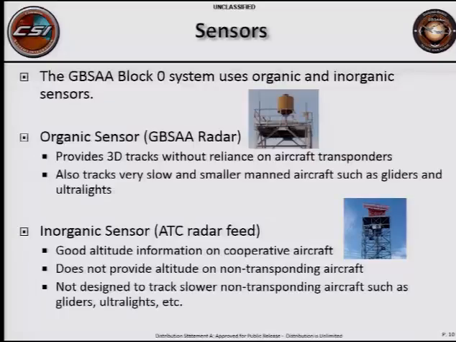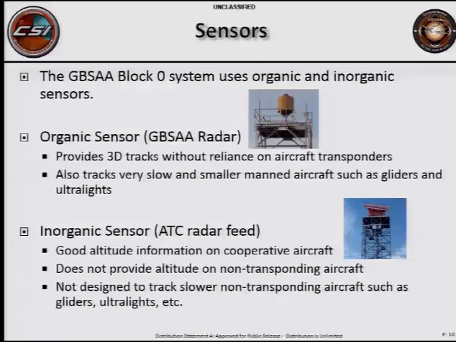That inorganic sensor provides good altitude information on cooperative aircraft, but there are some limitations because it doesn't provide altitude on non-transponding aircraft, and it wasn't designed for the intended function of sense and avoid. When you create an air picture for sense and avoid, there are some general attributes you want to look for.